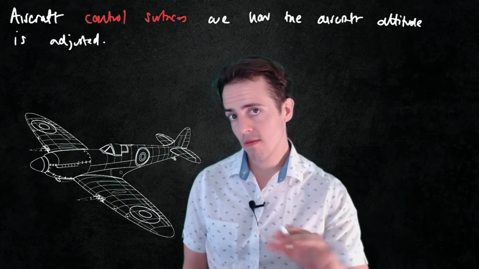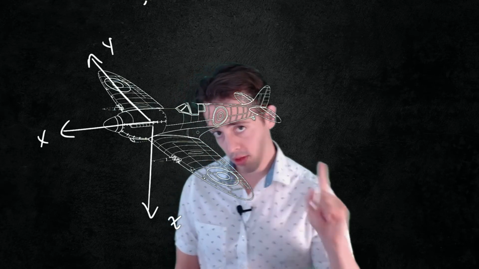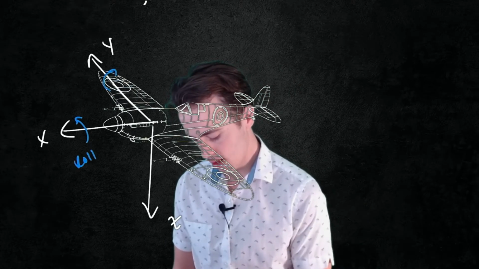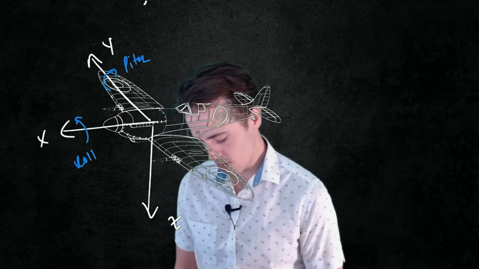We've got three directions about which we can rotate. Let's draw them on here. I'm going to draw aircraft body axes, X, Y, and Z. We've got three directions that we can rotate about. So we've got roll, pitch, and yaw.